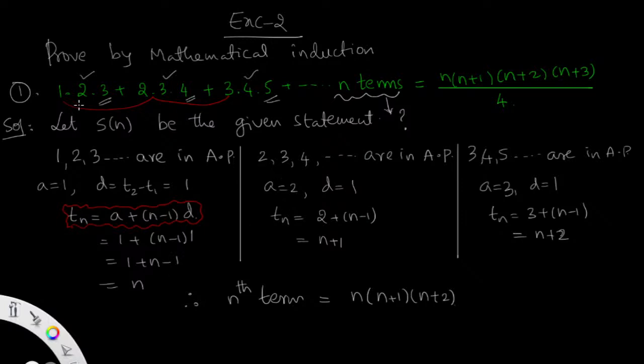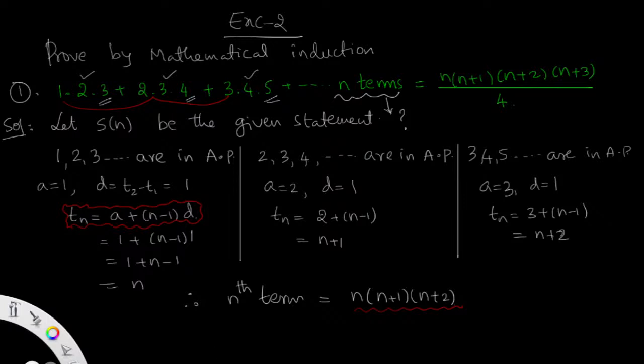Similarly, let us see how to take the second series. 2, 3, 4 and so on are in AP. A equals 2, D equals 1. Therefore, Tn equals A plus n minus 1, that is n plus 1. Similarly, the third values 3, 4, 5 and so on, where the series continues, are in AP. A equals 3, D equals 1. Then Tn equals A plus n minus 1 into D, which is equal to n plus 2. Therefore, the nth term in the series: the first series is n, the second series is n plus 1, and the third is n plus 2. This is the nth term of the series.